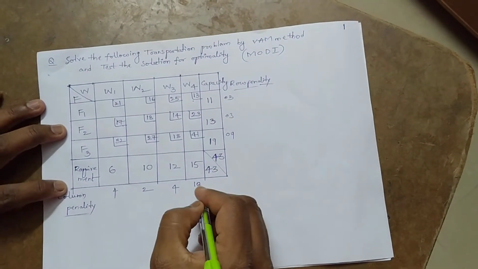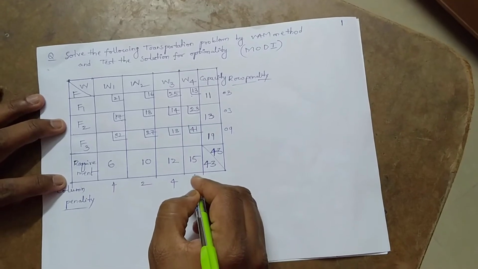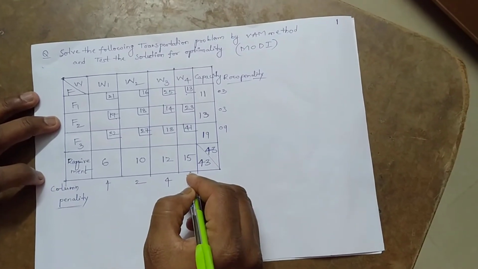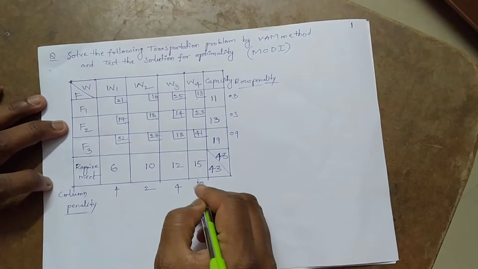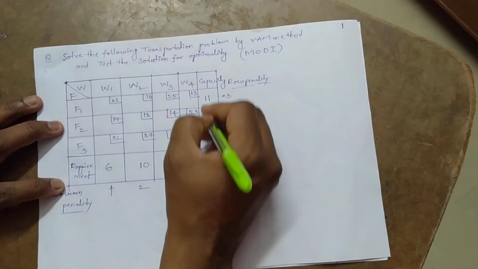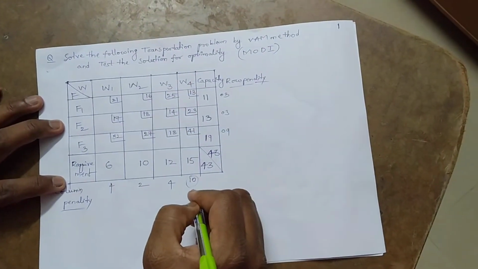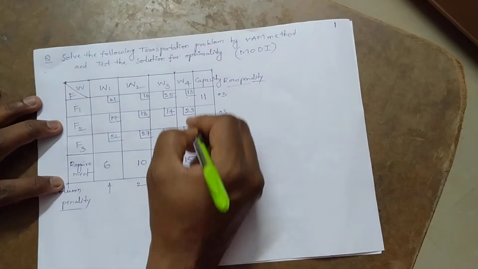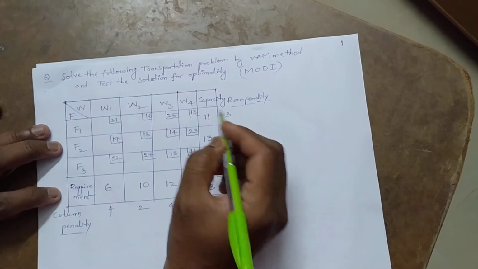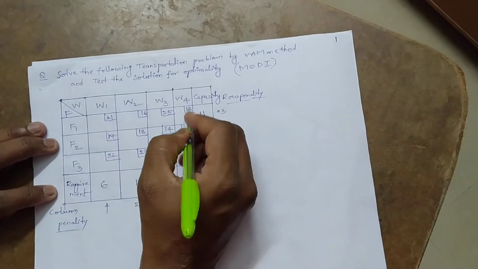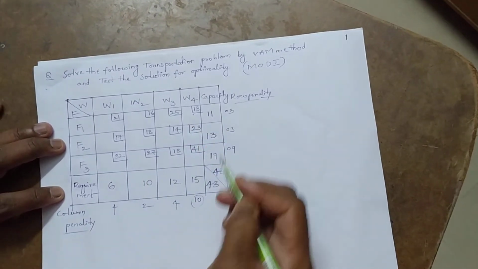Now we have to choose a cell with the largest penalty cost. With this penalty we have to choose the row or column corresponding to this penalty cost, in which we have to see the least cost. What is the least cost of this column? 13 is the least cost. To this we can allocate as much as possible.